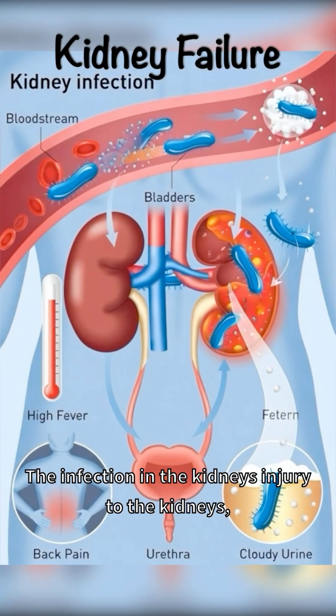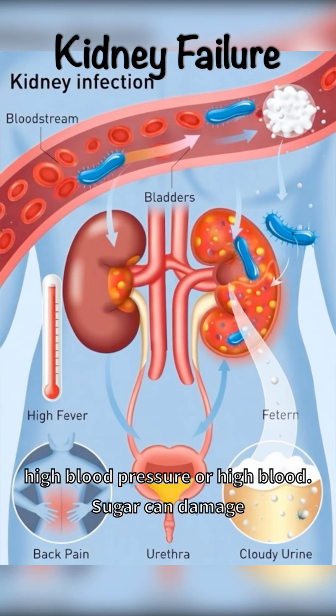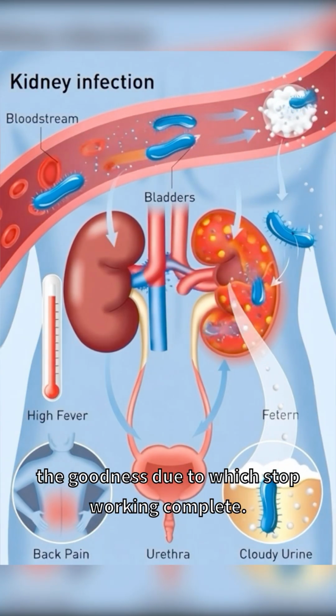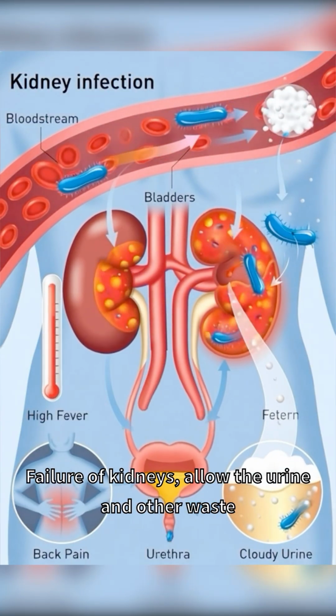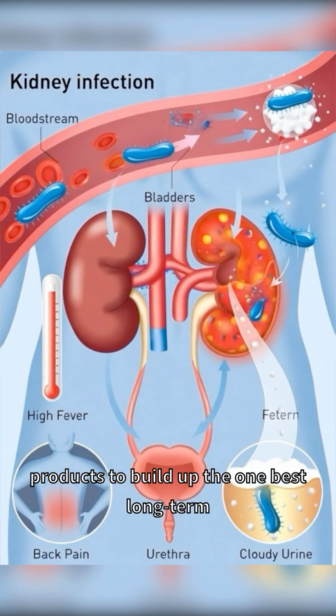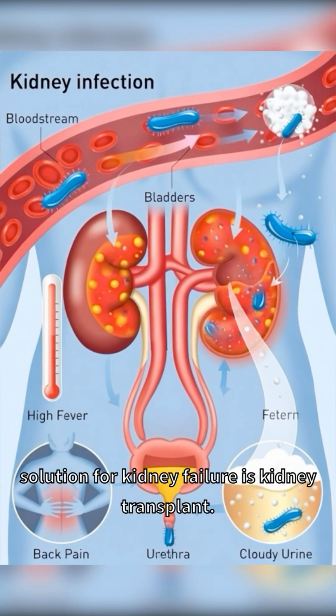Infection in the kidneys, injury to the kidneys, high blood pressure or high blood sugar can damage the kidneys, due to which they stop working. Complete failure of the kidneys allows urea and other waste products to build up in the blood. The best long-term solution for kidney failure is a kidney transplant.